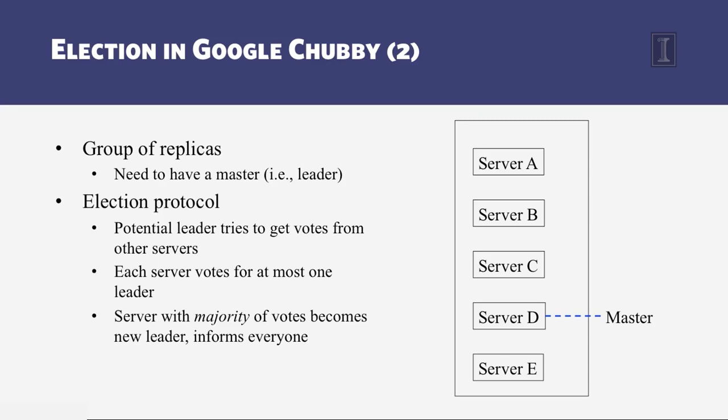Each server votes for at most one leader, and when a potential leader gets a majority of votes from the group, in this case a majority would be 3 or more of the servers voting for you, then that server becomes the new leader. When you have at least 3 votes from the group, you can become the leader.